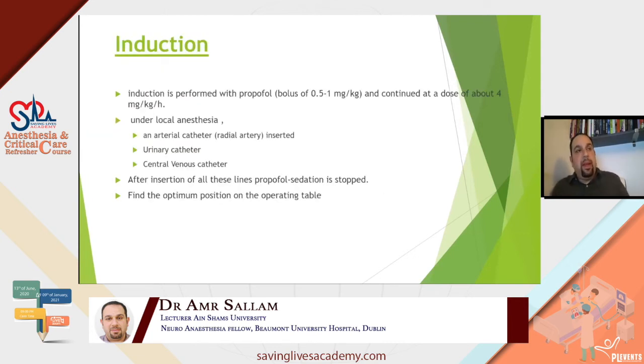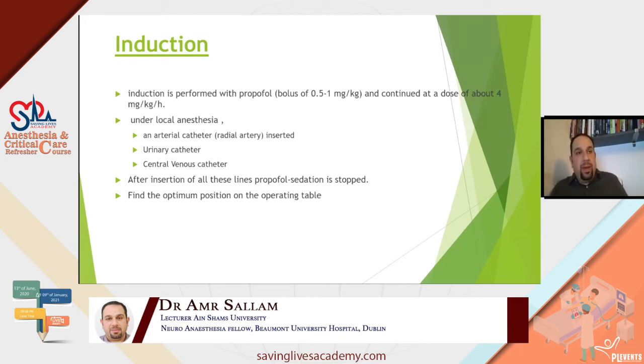Yes, that's the way we call it: asleep, awake, asleep, awake, asleep. And this induction is performed either way, but I prefer still. I have used propofol, which is a bolus of 0.5 to 1 mic per kg, and then continue to use about 4 milligram per kilogram per hour, or in the TCI to keep it between 1 and 2 microgram per deciliter. Both of them are fine.